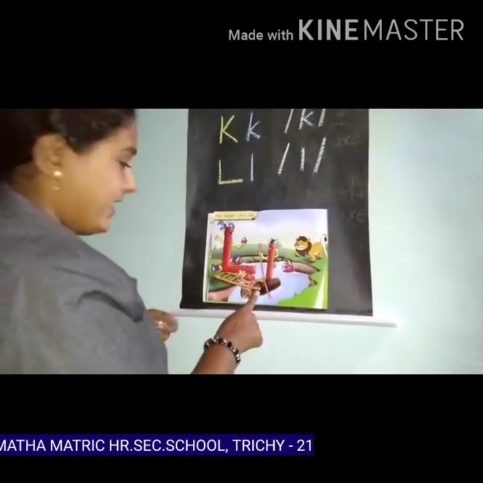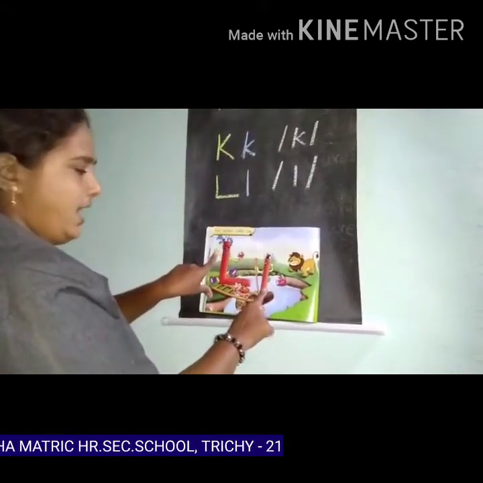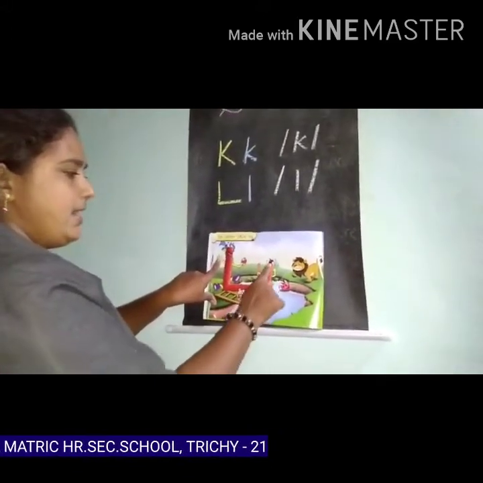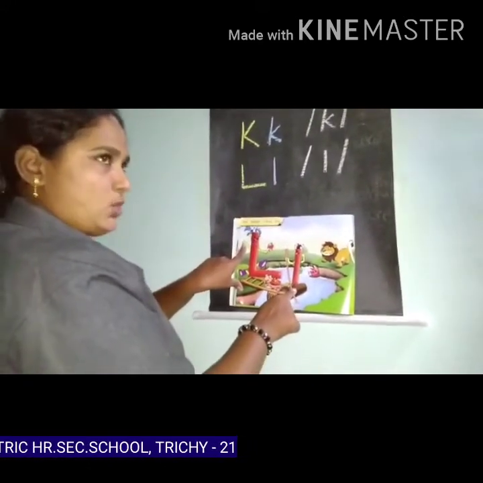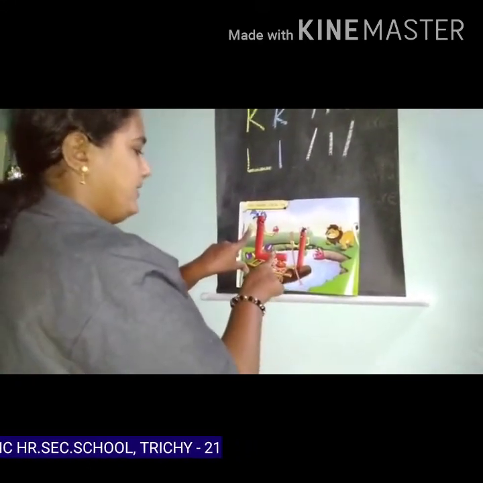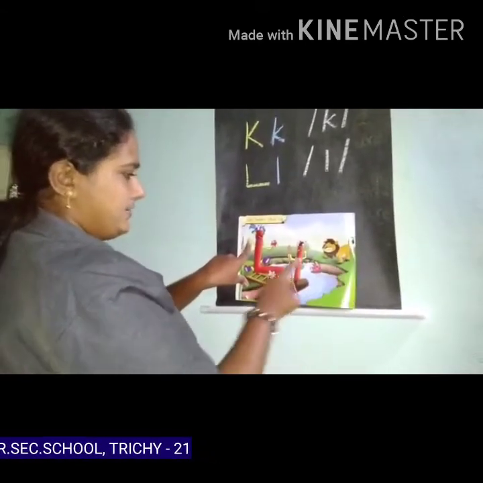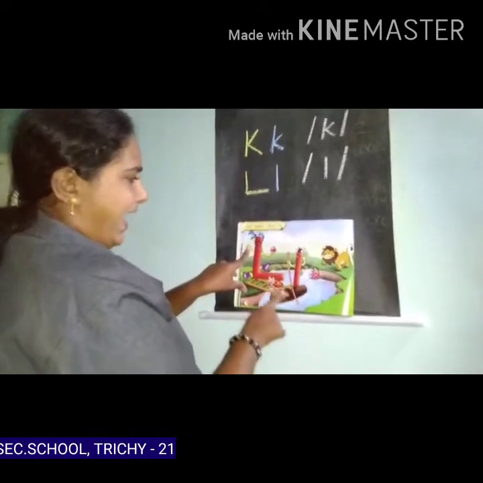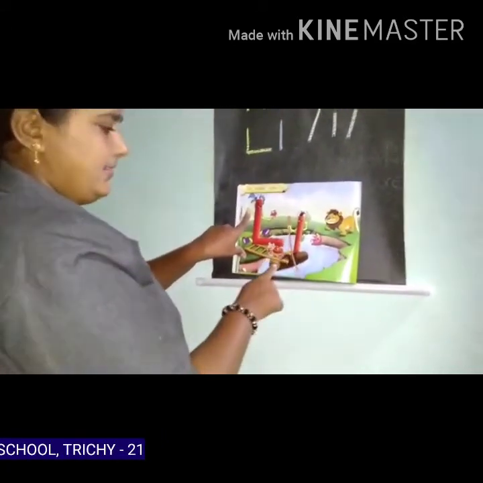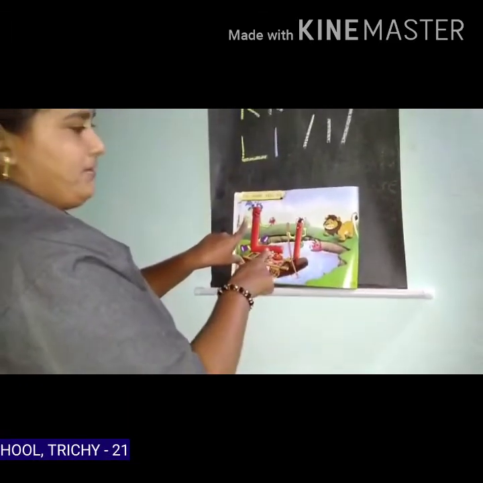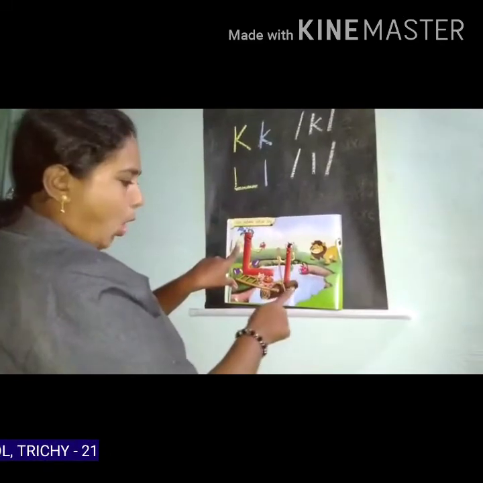Okay, children, let's tell again, children. Capital L, small L. Capital L, small L. What's the sound for L, children? L. What sound for L? L. L. Lion. L. Lion. L. Ladder. L. Ladder. L. Lotus. L. Lotus. L. Log.